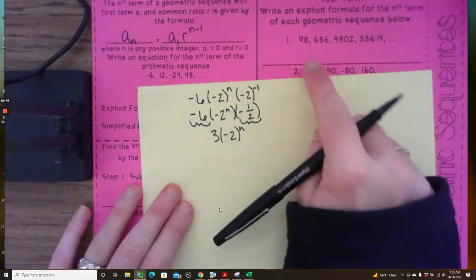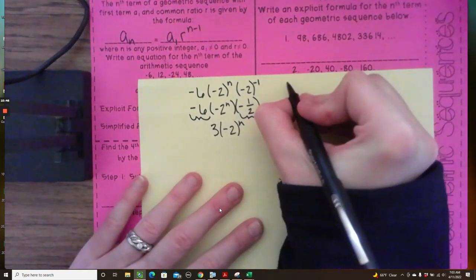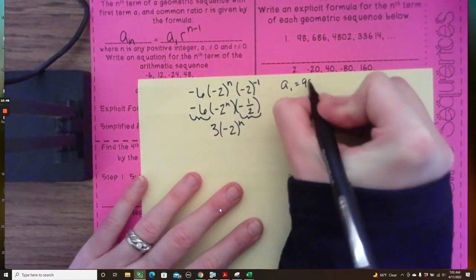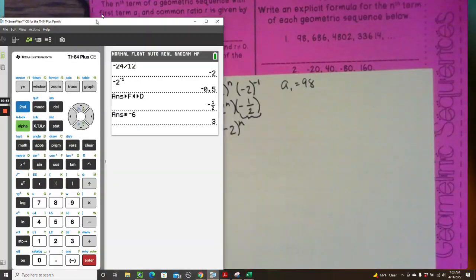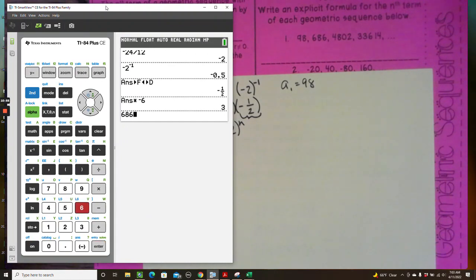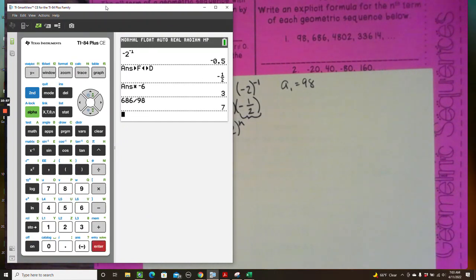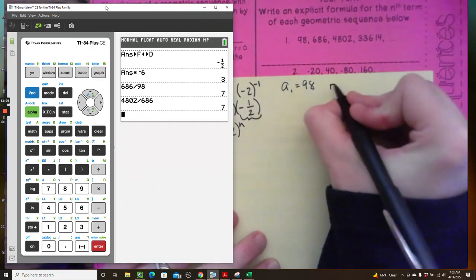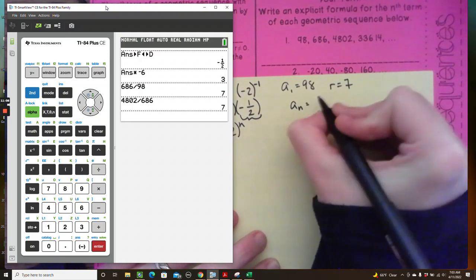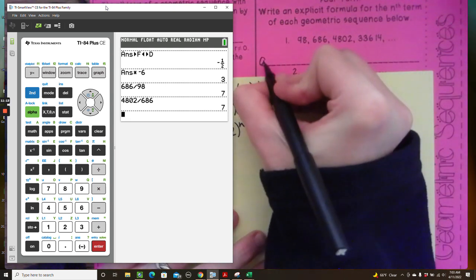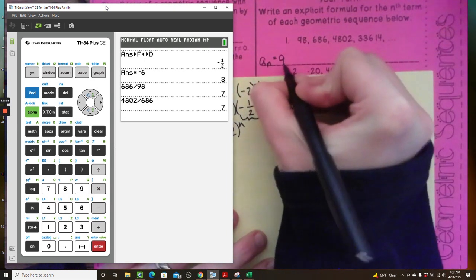Okay, here we go. So a1 is 98. And then, let's move that. 686 divided by 98. 4802 divided by 686. So my r value is 7. So I would have a of n equals 98 times 7 to the n minus 1. So that's unsimplified.